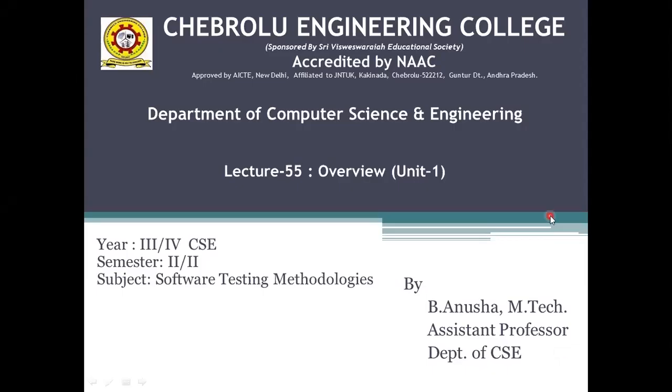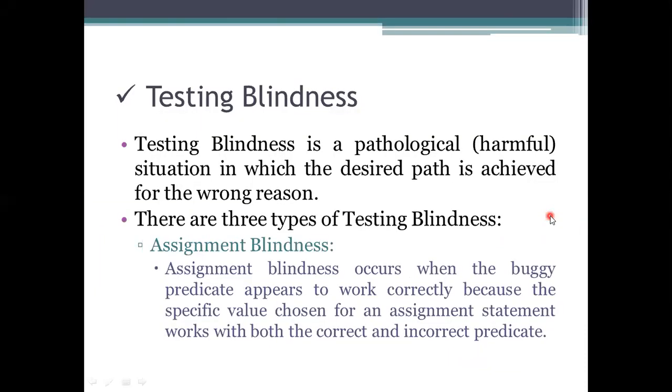Good morning, class. In today's session, we will see testing blindness. In yesterday's session, we covered the predicates, and how far the predicates' interpretation will affect the programming. We also saw that the variables in the predicates should be independent or dependent based on the process. If they are dependent, just mark them as dependent.